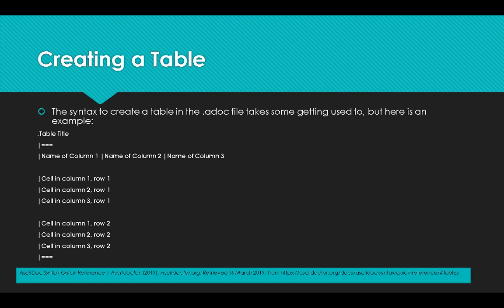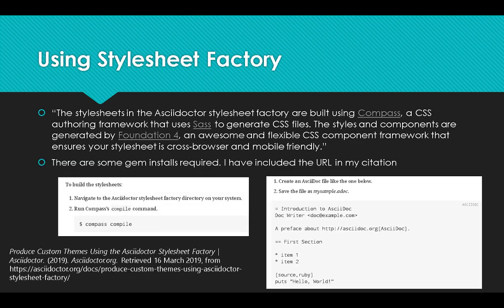Creating a table. Now this one's kind of interesting, and it probably would take a little bit of getting used to. One thing I would recommend is having a cheat sheet handy, so if you're writing one of these documents, you'll know how to get the syntax correct. But this is a good overview of using pipes, names of columns like 1, 2, and 3, and then following up with cells in columns 1, 2, and 3 for row 1, then row 2 for 1, 2, and 3, and so on. This is the way that you can do it, and it will generate a really nice looking table for you just using the syntax within AsciiDoc.